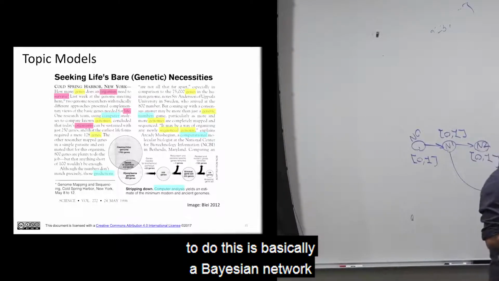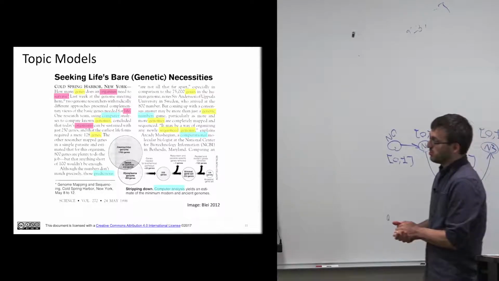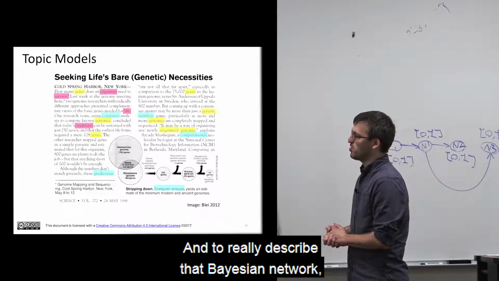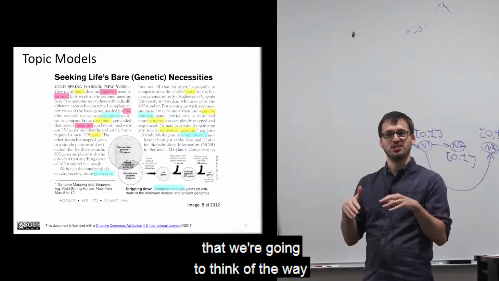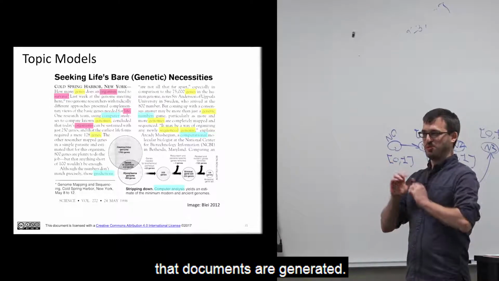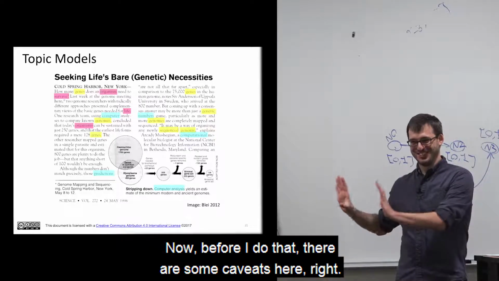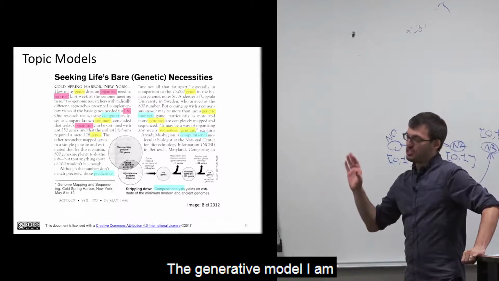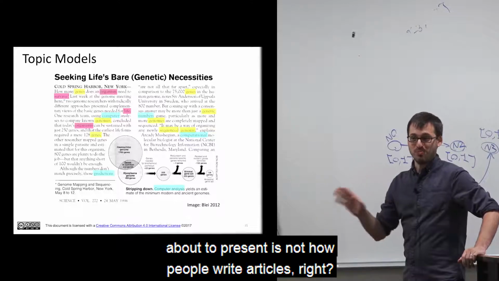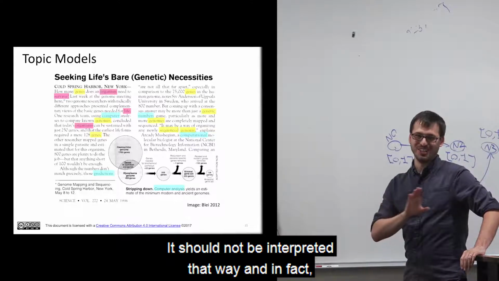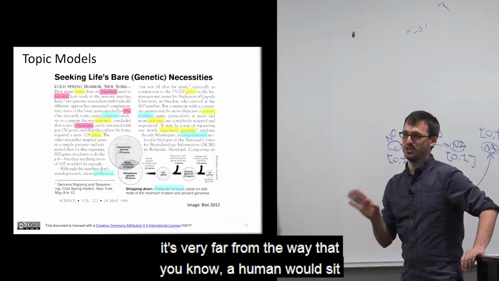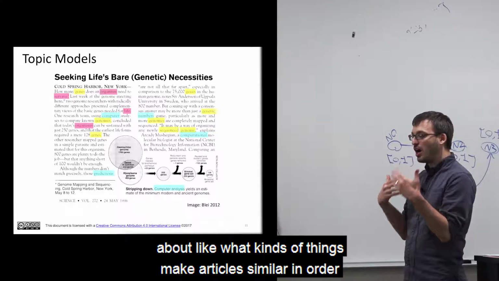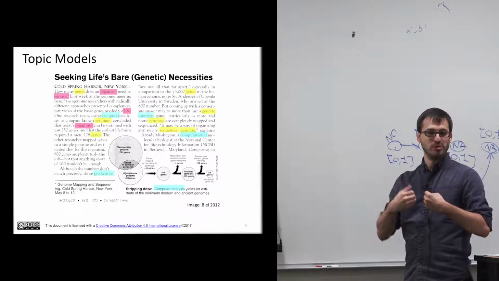Now, the model that we're going to use to do this is basically a Bayesian network with latent variables. To really describe that Bayesian network, I'm first going to describe the generative process, the way that we're going to think of documents as being generated. Before I do that, some caveats. This is a question that we had in the morning session as well. The generative model I'm about to present is not how people write articles. It should not be interpreted that way. In fact, it's very far from the way that a human would sit down and write an article. We're trying to extract high-level ideas about what kinds of things make articles similar in order to group them together.